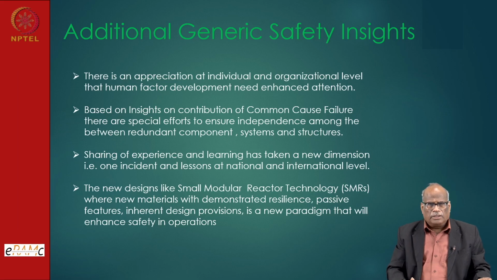So one of the major insights from the safety review or PRA review has been that common cause failure is one of the major contributors to accidents, and if that common cause failure is a human factor, then probably it becomes more serious. So these are the lessons that we have been learning over the years, and sharing of experience and learning at the plant level, at the national level, at the international level, because from one incident in one place everybody can have a lesson, and we can have a corrective mechanism.